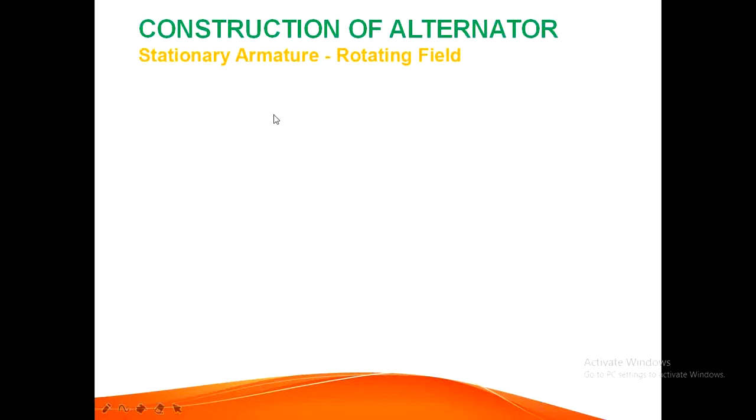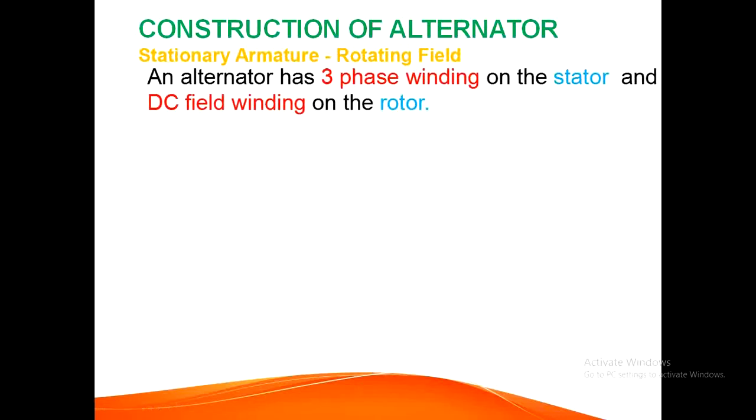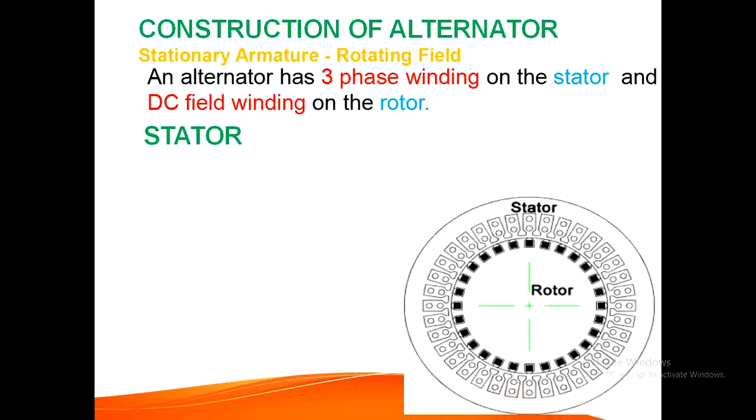Here the construction of the alternator with stationary armature and rotating field is given. Generally, the alternator's armature has three-phase winding because the output is collected from the stator, and there is DC field winding on the rotor. In this figure, this is the stator side with armature slots and this is the rotor with magnetic field system.